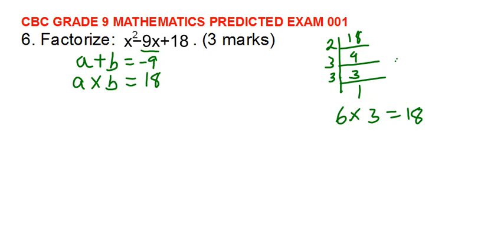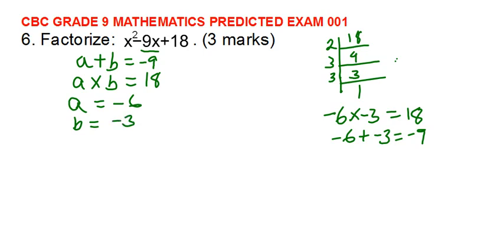Therefore, what we need is minus 6 and minus 3. When you multiply a negative number and a negative number, you get a positive number. So minus 6 multiplied by minus 3 will give us positive 18, and minus 6 plus minus 3 will give us minus 9. So these are the numbers that we need: A is equal to minus 6 and B is equal to minus 3.